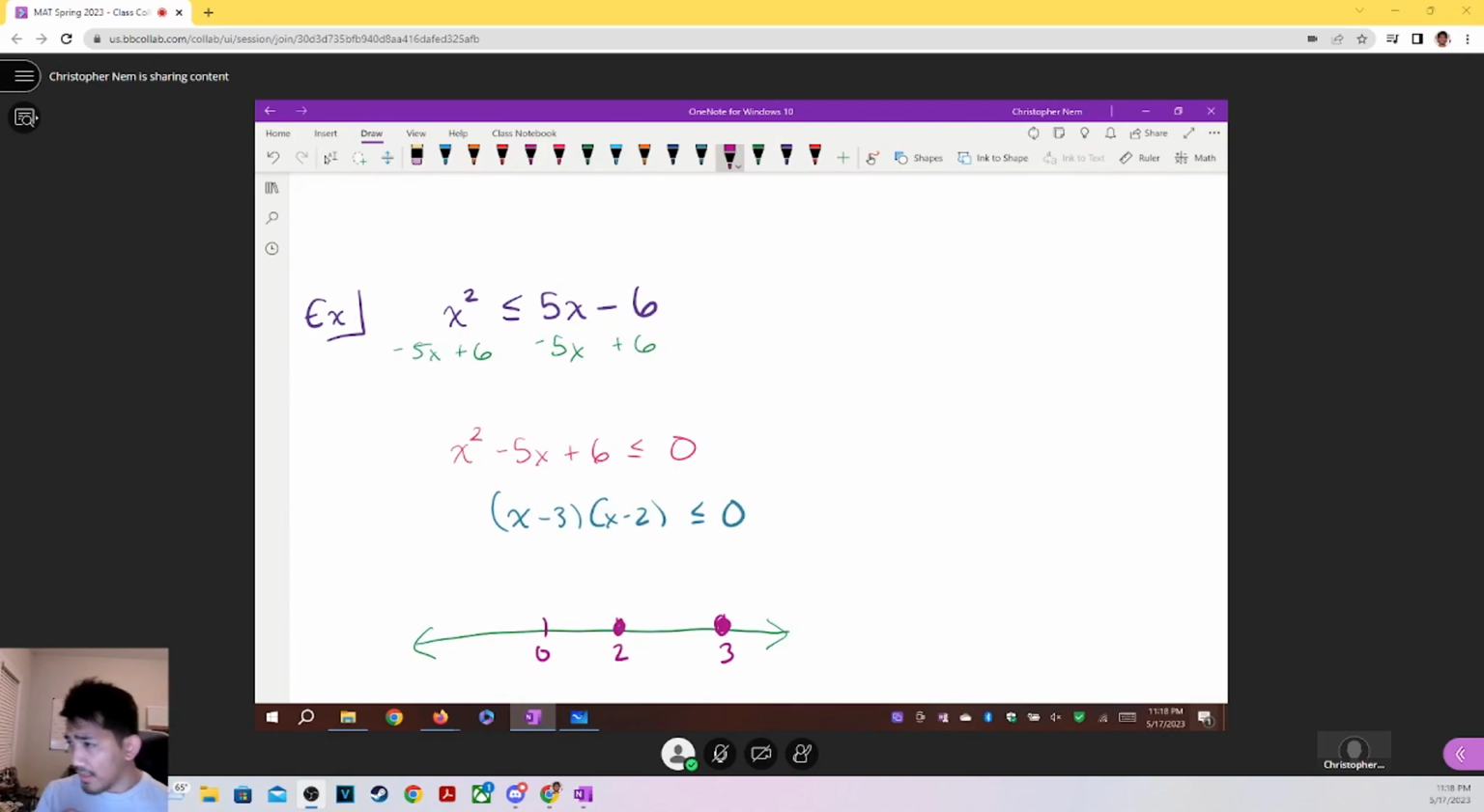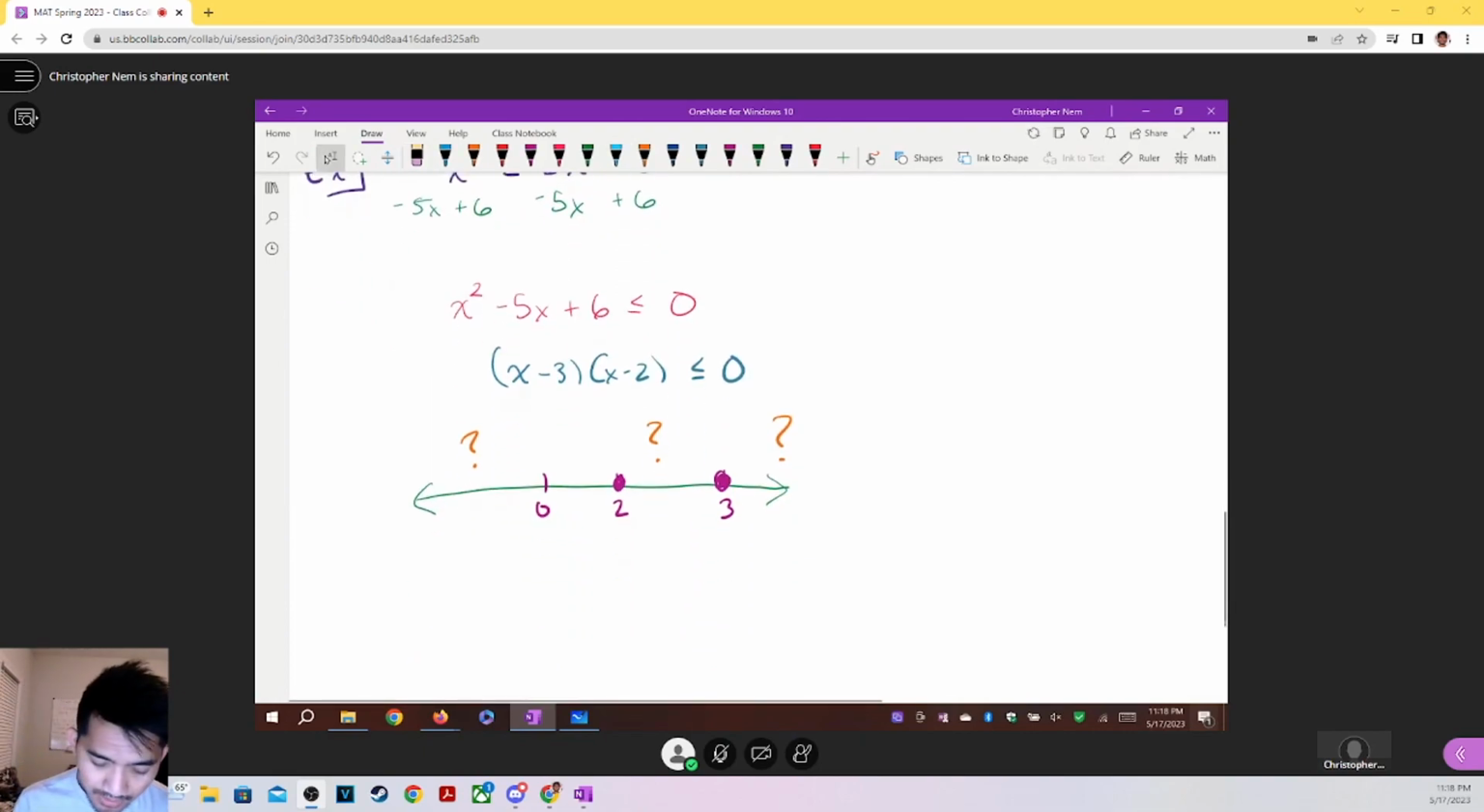Now, this tells you a lot of story. We know those points 2 and 3 are solutions. We have to check, is this a solution? Is this a solution? And is this a solution? We have to check 3 points. To the left of 2 are those solutions, and between 2 and 3 are those solutions, and past 3 are those solutions to the inequality? Well, let's check now. So how do I check?